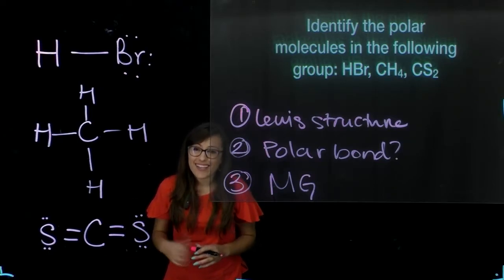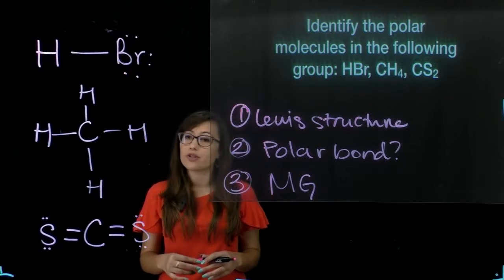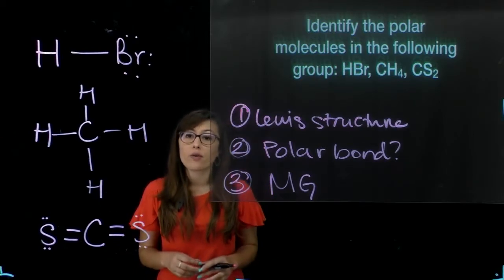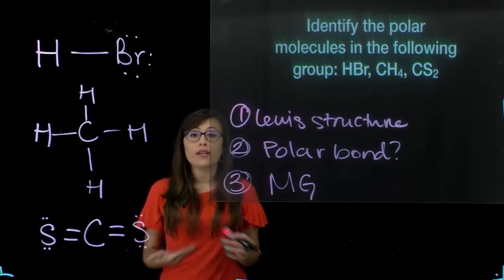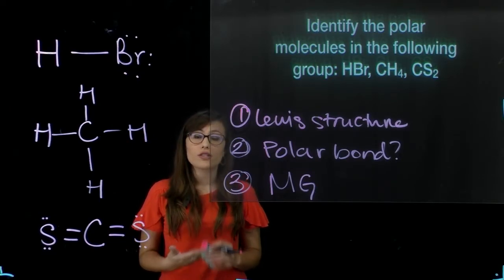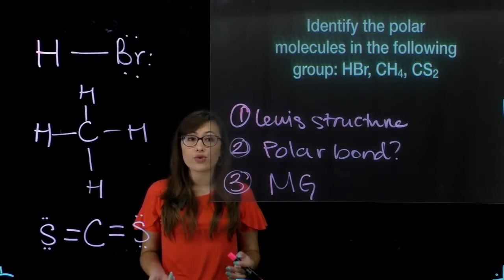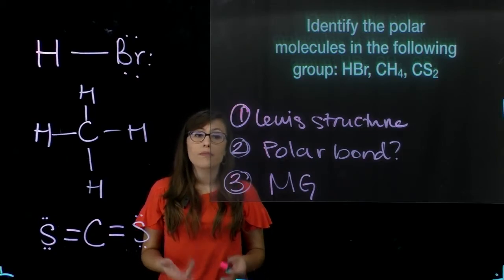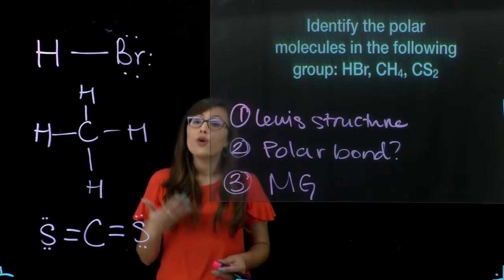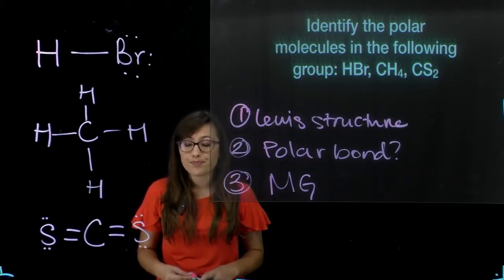Hello and welcome back. We're going to be continuing on from the last set of problems that we just encountered with identifying whether or not a molecule is polar or nonpolar. When dealing with these types of problems, the first thing that you always want to do is write out the Lewis structures. Once you write out the Lewis structures, you can then identify if you have any polar bonds, because once you identify if you have a polar bond, you can then work on identifying the molecular geometry.